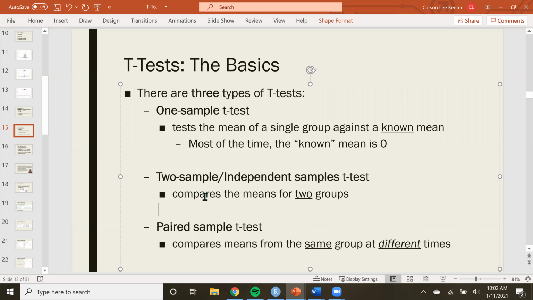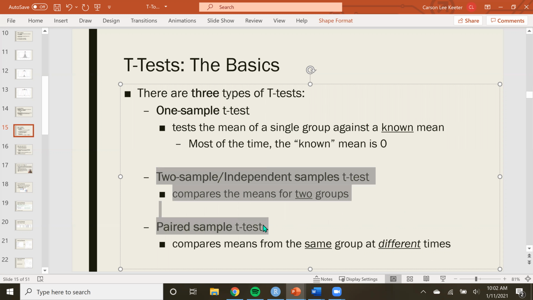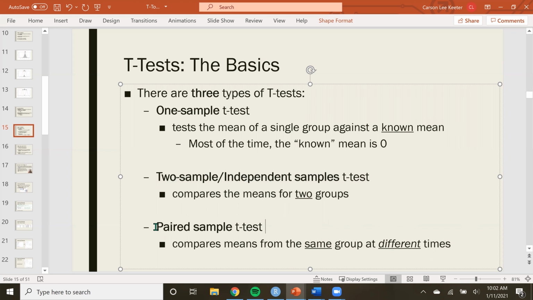So these two tests are similar, except this one is accounting for the fact that it's the same people, or the same plots of land, just at two different points in time. The independent samples t-test, the two sample t-test, does not. So you have two independent groups there. Again, we are still just comparing the difference in means here. And it's just as simple as that.